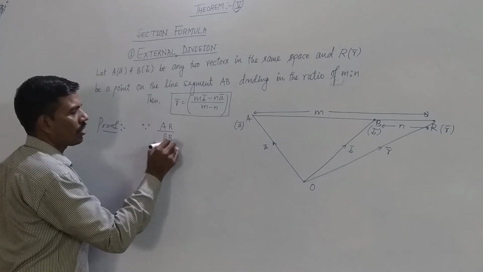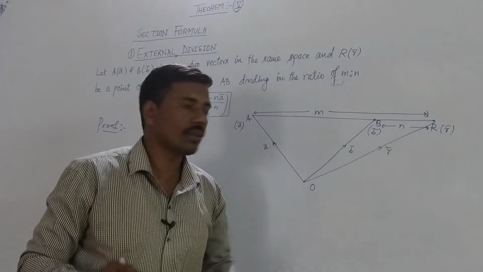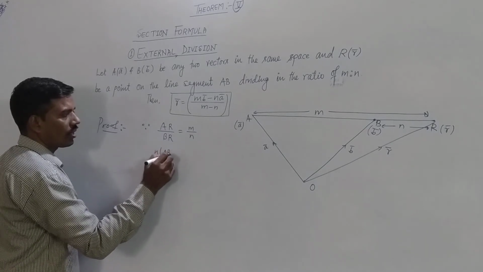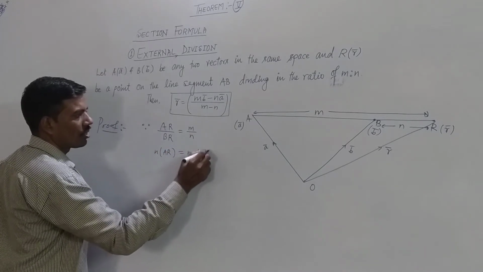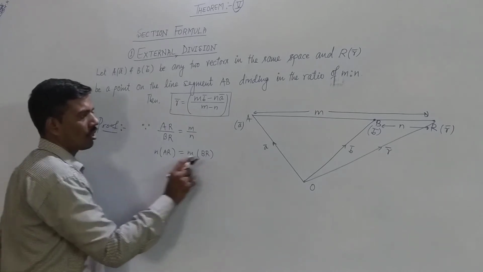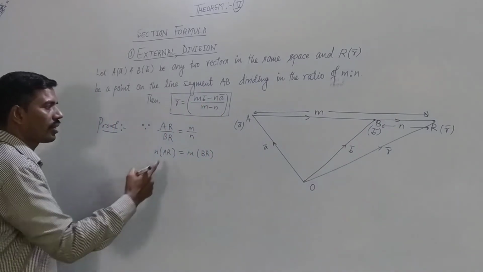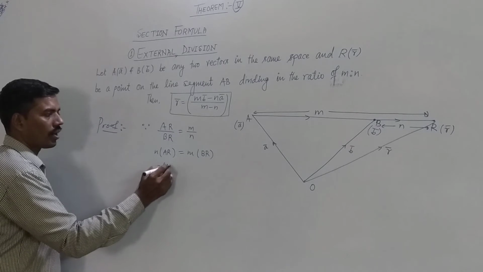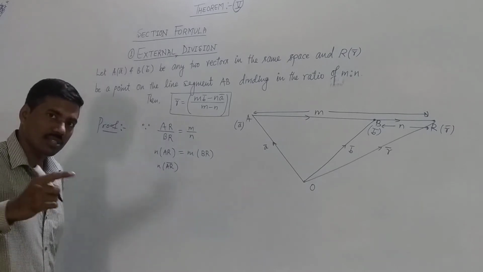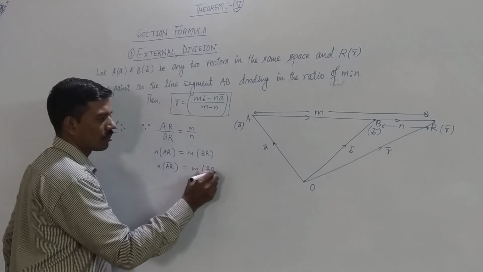AR upon BR is equal to m by n. Taking cross multiplication, we get n into AR is equal to m into BR. Next, giving the direction, that is from A to R and from B to R. Vector AR is collinear with vector BR, that is vector AR is a scalar multiple: n times vector AR is equal to m times vector BR.